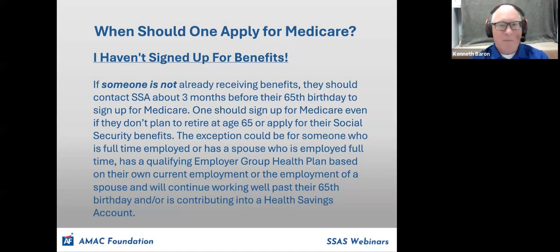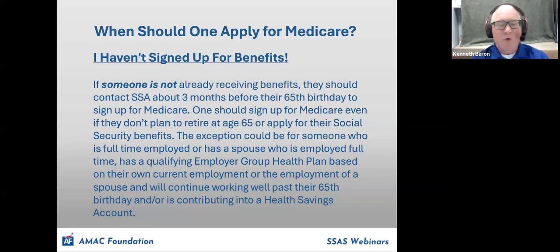So you haven't signed up for benefits. You're approaching age 65. Okay, remember, you're not collecting. You don't plan on collecting, possibly. So if someone is not already receiving benefits, you need to contact Social Security and discuss that with them. We always recommend about 2, 3, even 4 months ahead of time before you turn 65 to have that discussion.